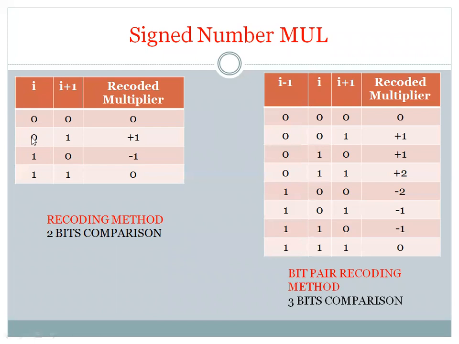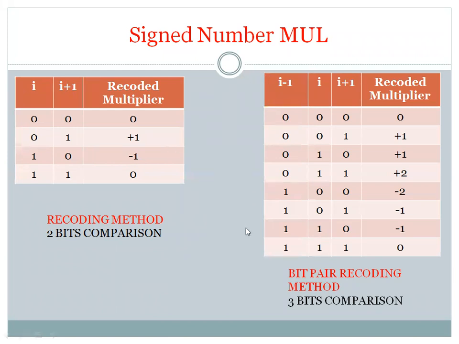If the first bit is 0, it is a positive number, then we have to count the number of ones. In this combination, we have only one 1. Therefore, plus 1 is the recoded multiplier of this combination. And take the third row. The first bit is 1, so it is negative, and we have to count the number of 0s in the combination. Here there is only one 0. Therefore, minus 1. Okay, so in this way, we can memorize this table.